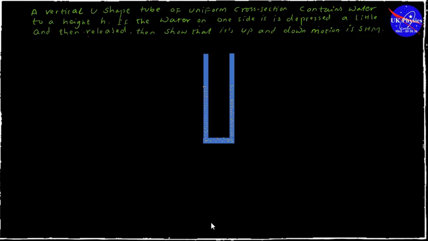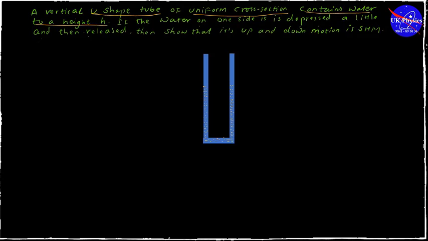Today we are going to discuss a simple problem related to fluid dynamics, and the type of question is very simple. In the question we are given a U-shaped tube of uniform cross-sectional area. It is an identical tube, we can suppose, and it contains water to a height h.